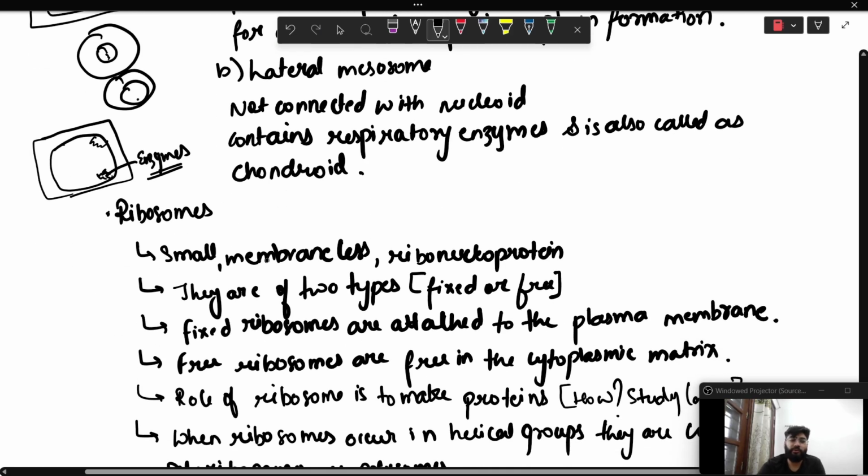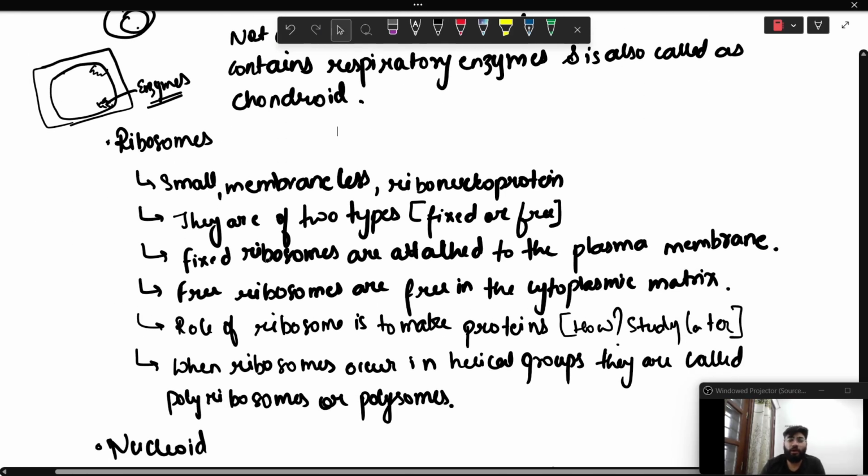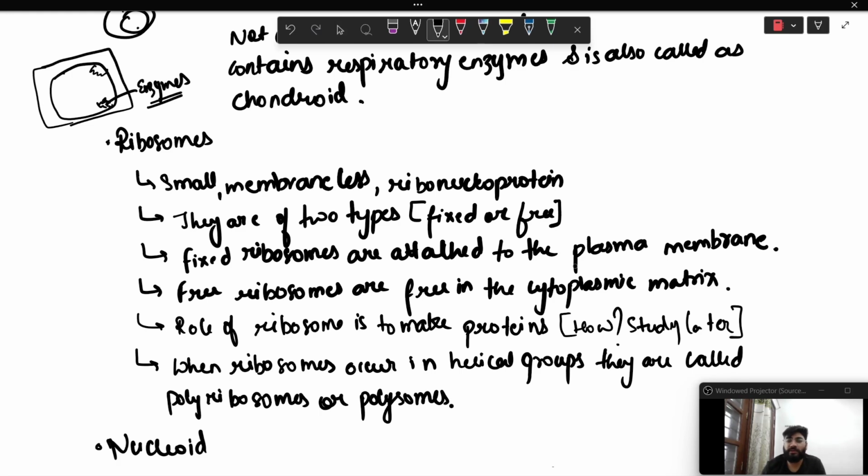Then we are going to talk about ribosomes. Ribosomes are small membrane-less ribonucleoproteins. The components of ribosomes are RNA plus some proteins. Ribosomes can be of two types: fixed ribosomes that are attached to the plasma membrane, and free ribosomes which are freely moving in the cytoplasmic matrix.